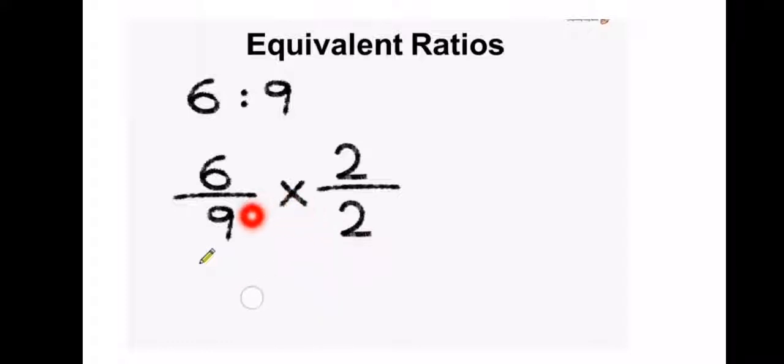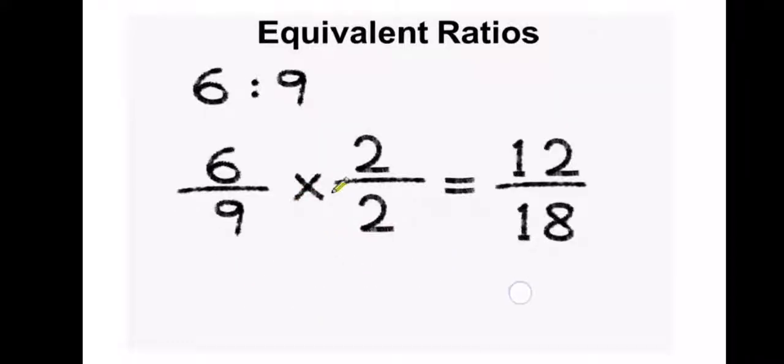Okay? If I multiply here by 2 up and down, I will get 12 to 18, a new ratio, which is equal to the first one, to the original one. So 6 to 9 equal to 12 to 18. So here is the first way to get an equivalent ratio: by multiplying by the same number up and down.